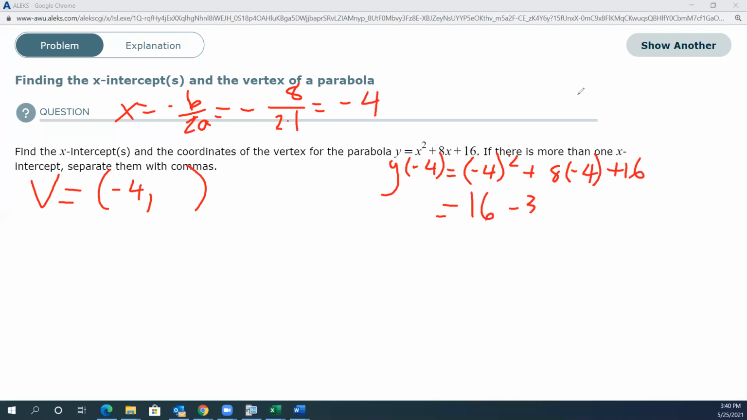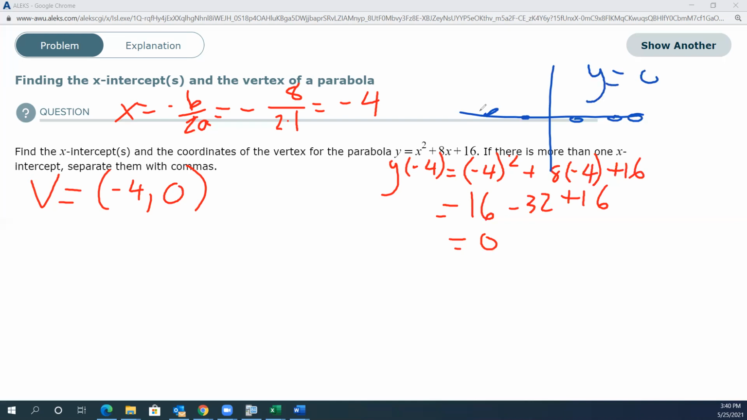Let's see, what do we get? We get 0. Okay, so there's the vertex: -4, 0. All right. Now, for x-intercepts, remember, x-intercepts are on the x-axis for any function where y is 0.